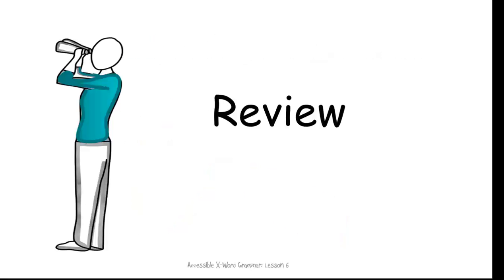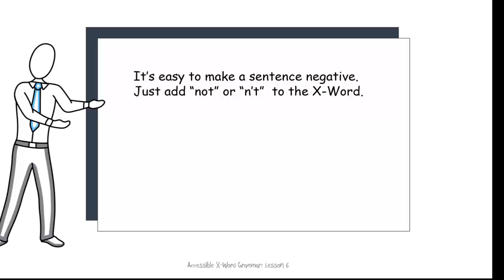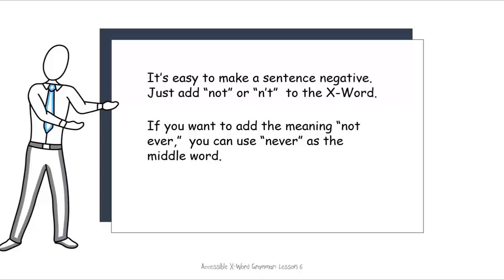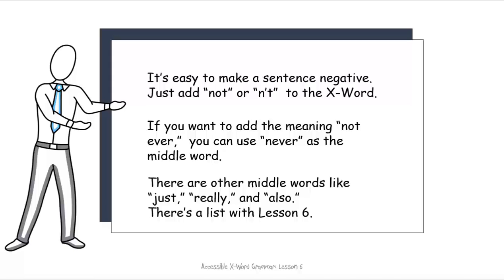In review, it's easy to make a sentence negative. Just add not or an apostrophe T to the X word. If you want to add the meaning not ever, you can use never as the middle word. Negatives like not are the most common middle words, but there are other middle words like just, really, and also. You will find a list of middle words with Lesson 6 on accessiblexword.net.